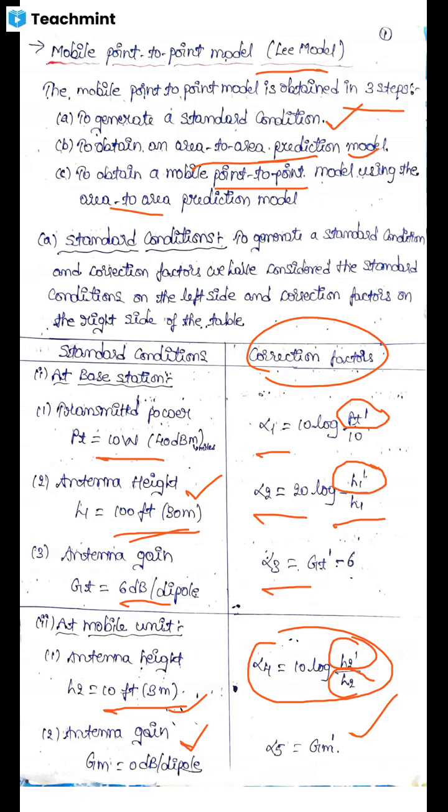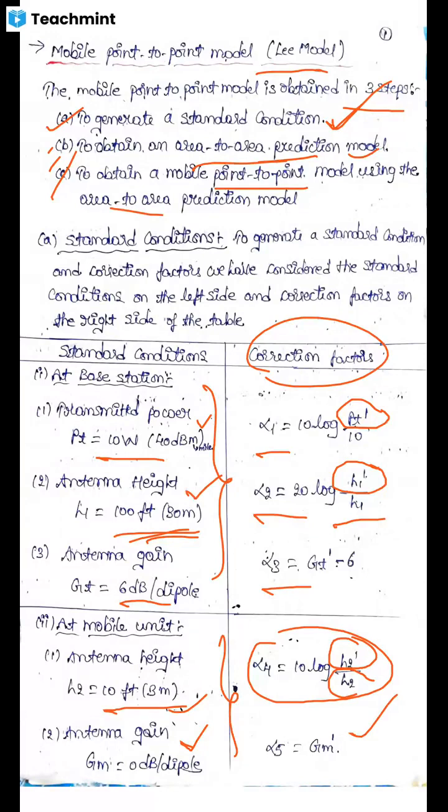So in this mobile point to point model, we will have three steps. The first one is to generate standard conditions. That is standard conditions at the base station and standard conditions at the mobile unit. For the standard condition, transmit power, I am taking 10 watts. And if any correction factor, I am applying 10 log PT dash by 10. And antenna height at the base station, the standard condition is 100 feet, and the correction factor is 20 log H1 dash by H1. And the antenna gain is 6 dB per dipole, and the correction factor is GT dash minus 6.